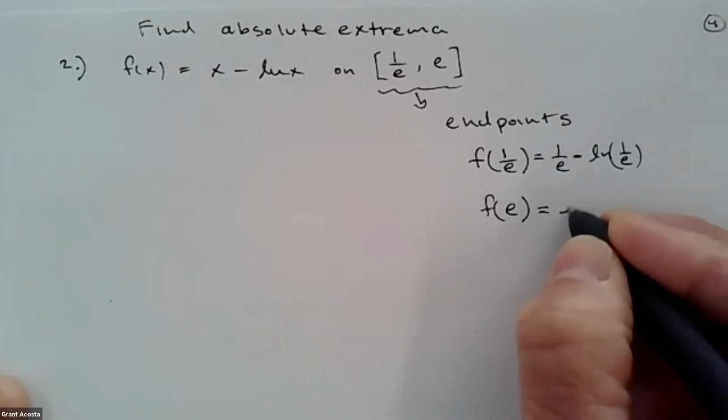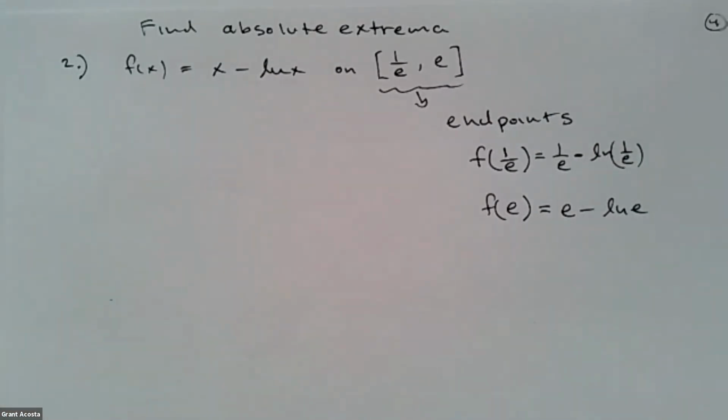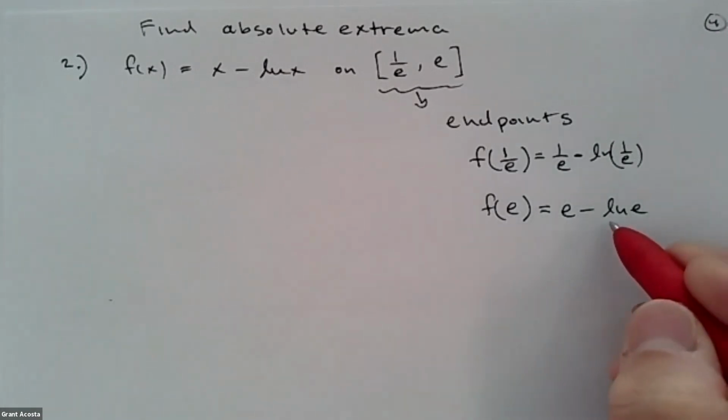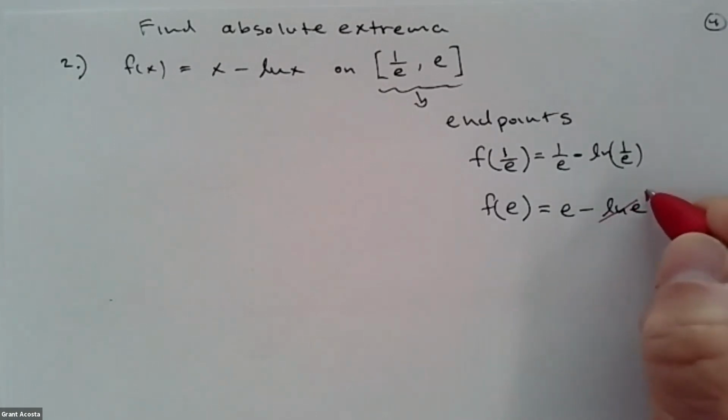And this is e minus the ln of e. I thought I'd throw this in here just to get some practice with ln's and e's, right? You're going to see a lot of them in the 17 series. Let's start with this. What's the natural log of e? That's 1. So this is just 1.